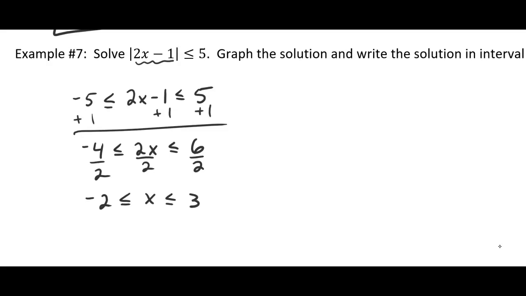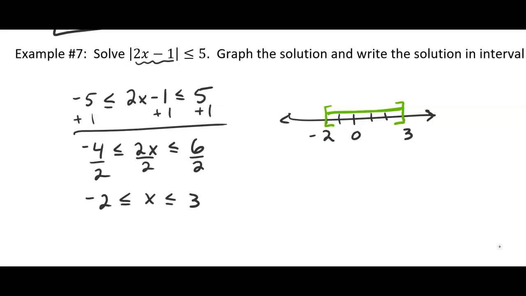They want us to graph the solution, so that's good practice. Here comes my number line. Here's 0, here's -2, 1, 2, 3. And what do I want? This time I want solid or brackets. So I'm going to be putting a bracket because I have the equal to part. And then I want the numbers in between.